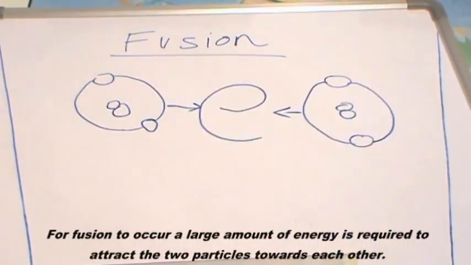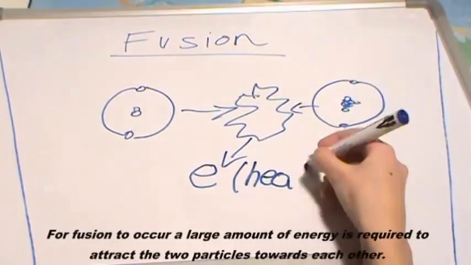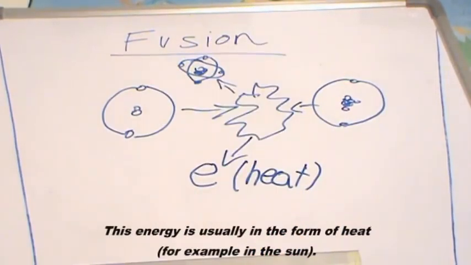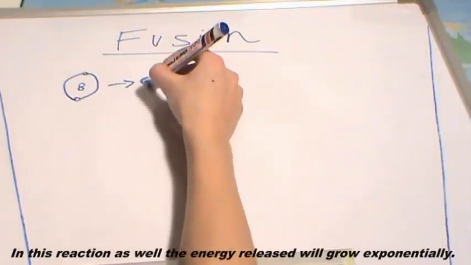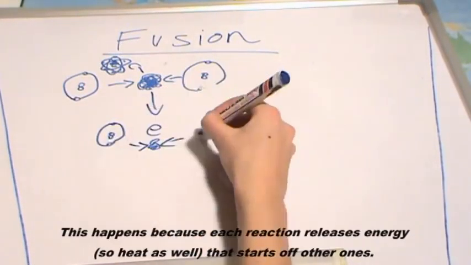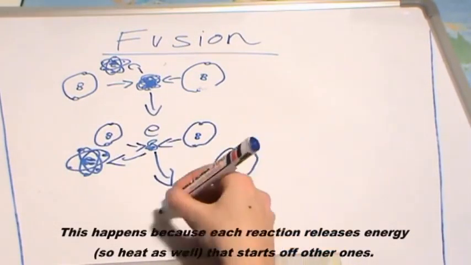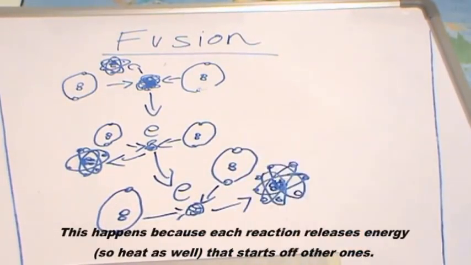For fusion to occur, a large amount of energy is required to attract the two particles towards each other. This energy is usually in the form of heat, for example, in the sun. In this reaction as well, the energy released will grow exponentially. This happens because each reaction releases energy, so heat as well, that starts off other ones.